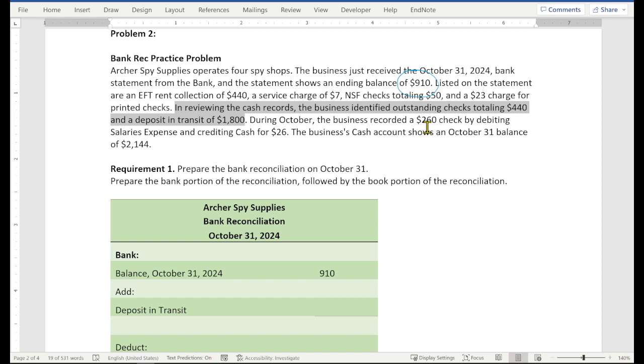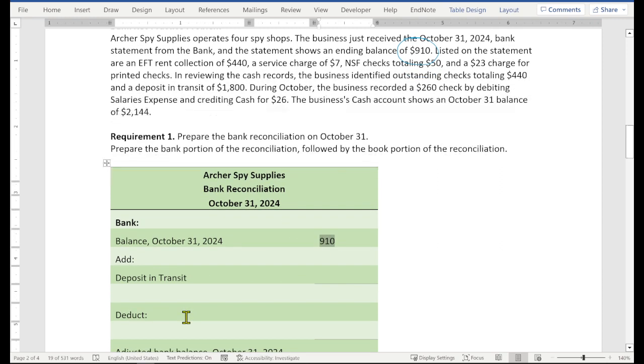So we need to account for those because they really did happen. Those checks were written, and so we need to adjust this balance, this 910, by deducting it, by lowering it by those checks that were actually written. So let's circle this so we know where you're at. Those are our outstanding checks that we need to deduct. And so we're going to write that in here. Okay, perfect.